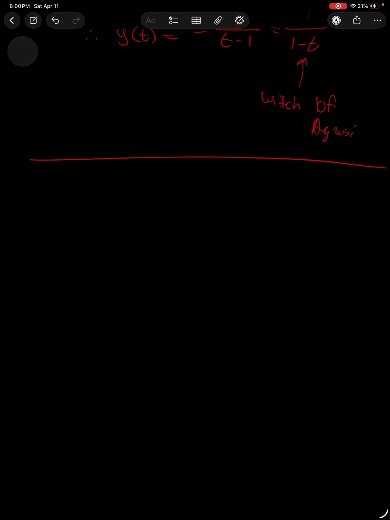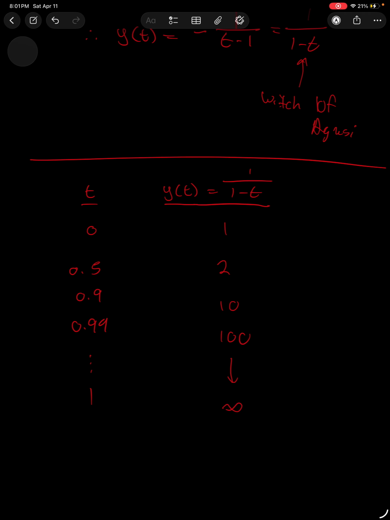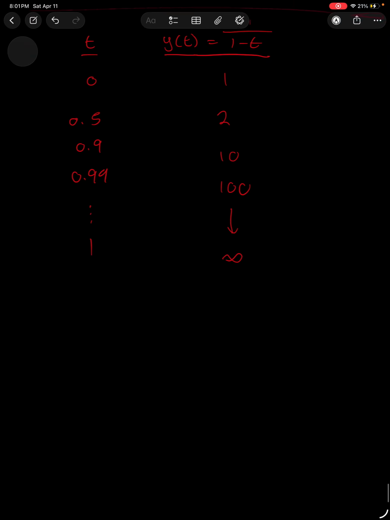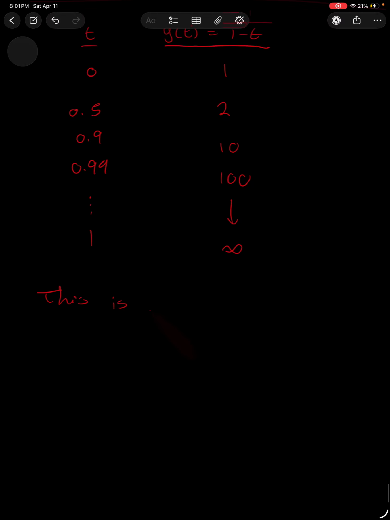So the finite time blowup that occurs with the witch of Agnesi is like this. Consider t, then consider y of t is 1 over 1 minus t. At t equals 0, t equals 0.5, t equals 0.9, t equals 0.99, up to 1. When t is 0, we just have 1. When t is 0.5, we have 2, when t is 0.9, we have 10, when it's 0.99, we have 100, and this approaches infinity. It's undefined. This is a finite time blow-up, because it goes to infinity at time equals 1.